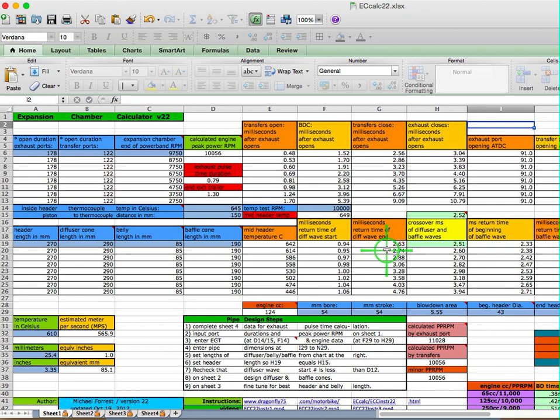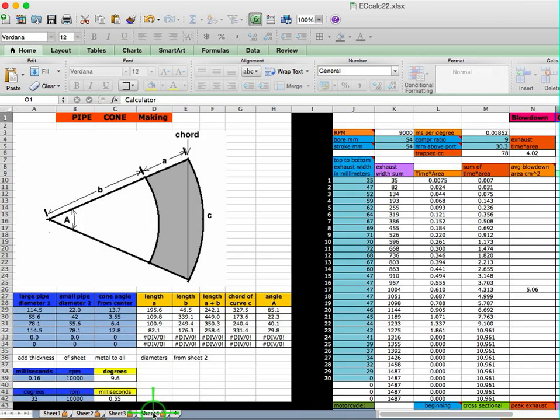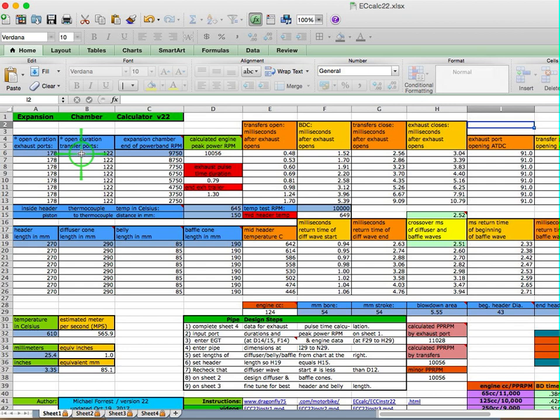This calculator is very extensive, and yet it's not hard to use, really. It's just a little bit detail-oriented. Like here, on this sheet, you have to enter in the widths of each millimeter going down of the exhaust port, and my website tells you how to do that. And you have to know the exhaust durations, the end of power band RPM, and that's pretty much it.